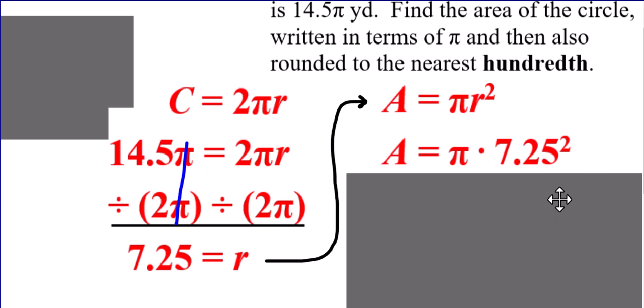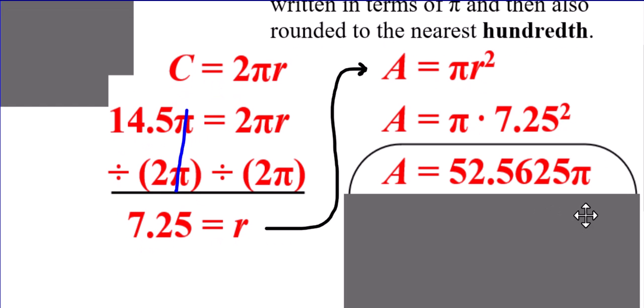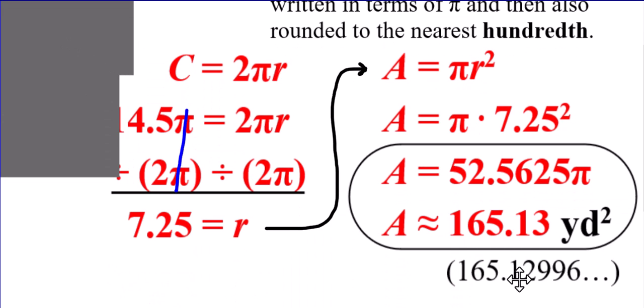Time to get our answer in terms of pi. 7.25 to the second power. You guys do have the little second power here. Please tell me you do. It is going to give you this lovely decimal, 52.5625. Pi stays on that answer. This is in terms of pi, like they wanted me to write it. And then we are going to write our final answer. Round to the nearest hundredth, like the direction said. 165.129. 9 is big enough to make the 2 round up. And there you go, 165.13 square yards.